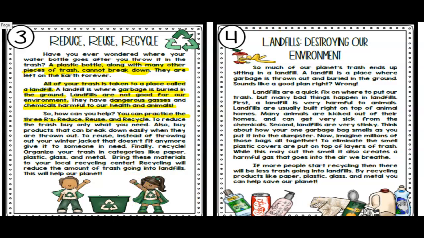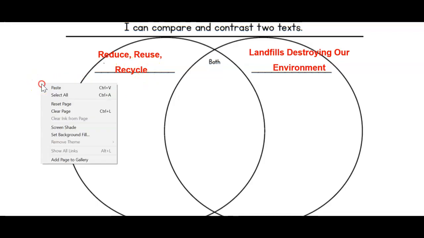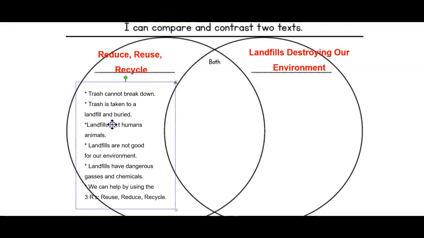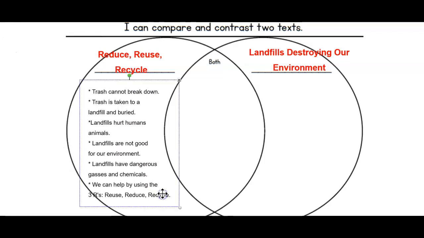Okay, boys and girls, now it's time to put this information onto our graphic organizer, the Venn diagram. In the article, Reduce, Reuse, and Recycle, we learned that trash cannot break down. Trash is taken to a landfill and buried. Landfills hurt animals and humans. Landfills are not good for our environment. Landfills have dangerous gases and chemicals. And we can help by using the 3 R's: reuse, reduce, and recycle. Great job, boys and girls.